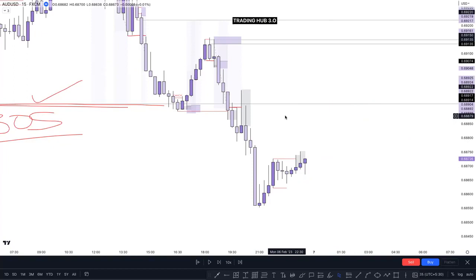Okay, sorry for my English. Actually, so this candle low taken out, and you can mark this entire candle as a PY, because market are bullish, right? Let's delete this one.